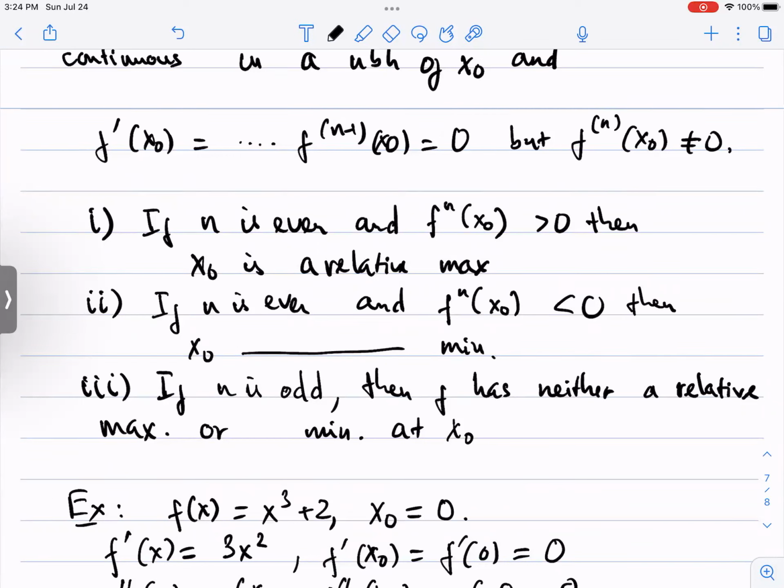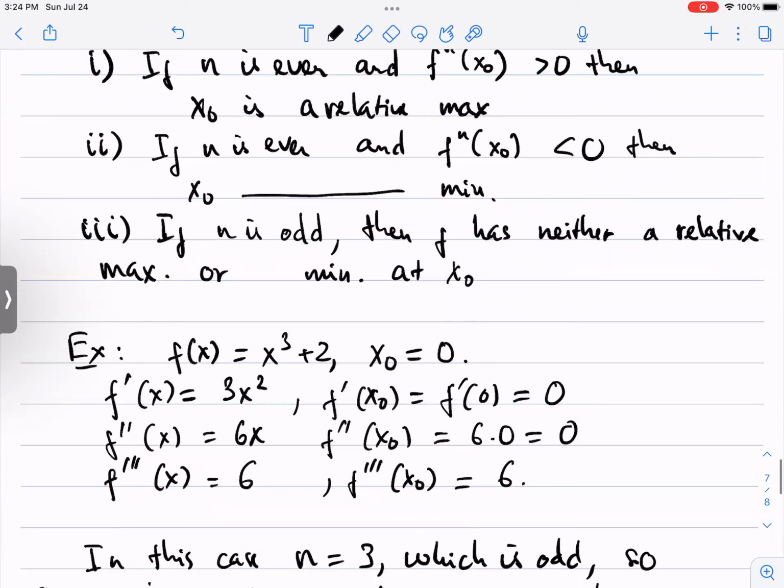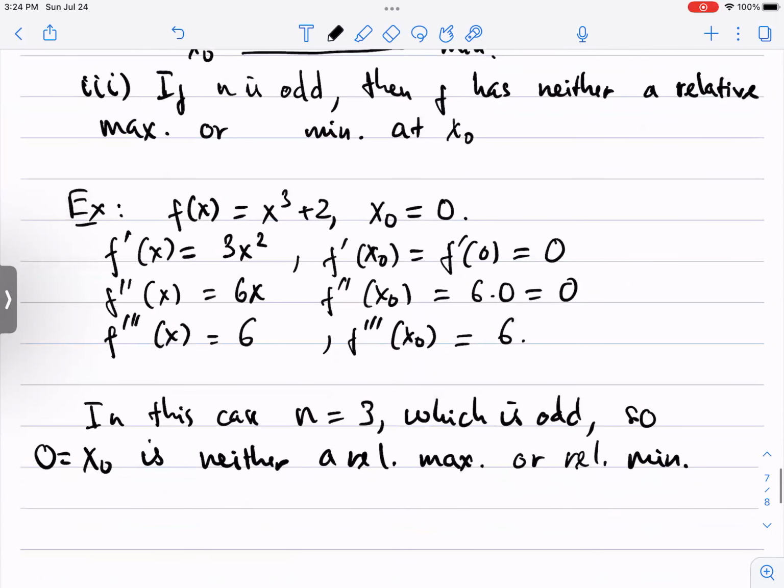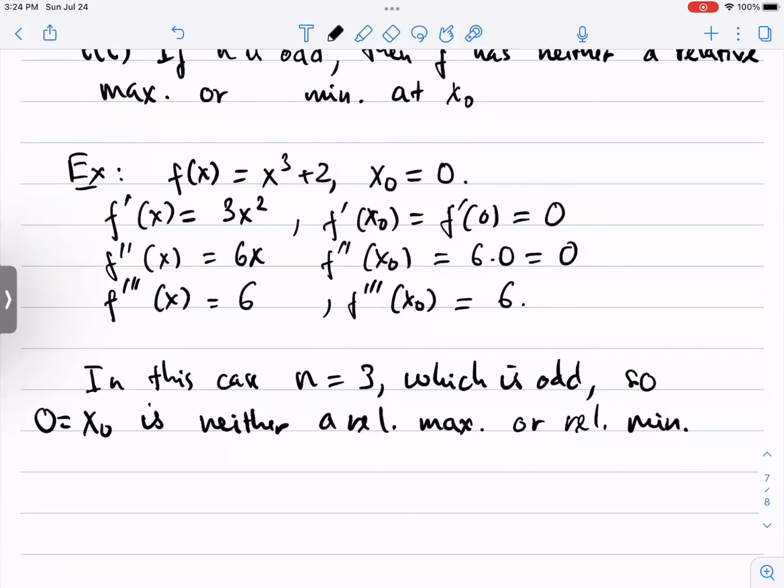For the first derivative test, we only consider the first derivative. And here we consider the evaluation of the n-th derivative of the function. So here is an example. Let f of x be x to the cube plus 2, x0 equals 0. Now we compute its derivatives. The first derivative equals 3x squared. The second derivative equals 6x, and the third derivative equals 6.